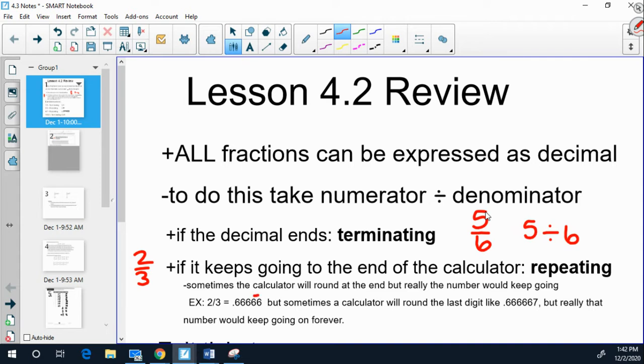The 6 keeps going. But the calculator goes to the very last digit and it rounds like we're supposed to do, right? It looked at that next digit, which was a 6, so it said to round up to a 7. So remember that the calculator just does that. It's just formatted to do that. But this fraction would actually continue to go on forever.